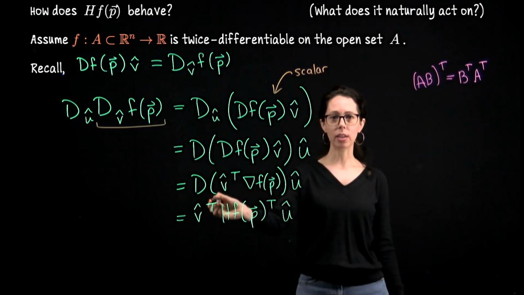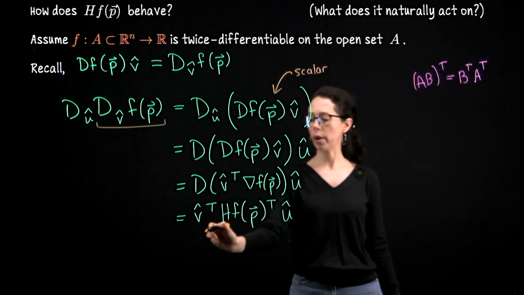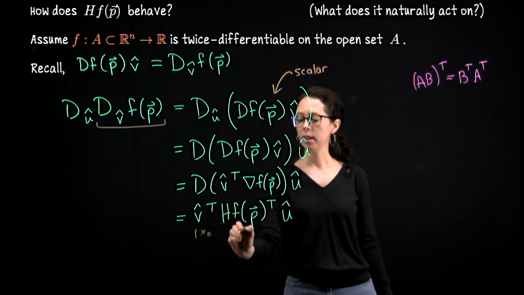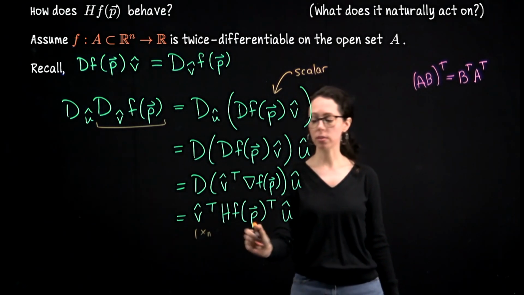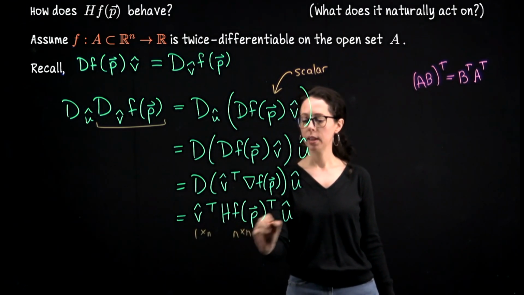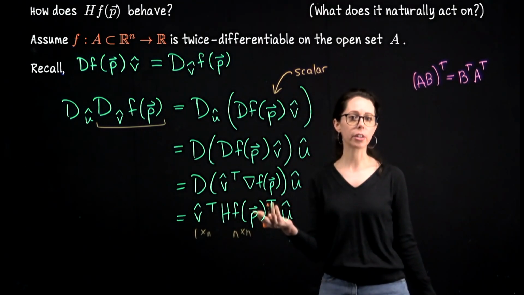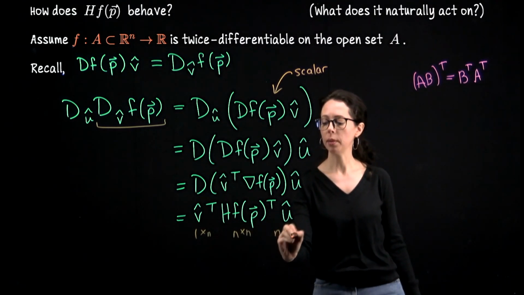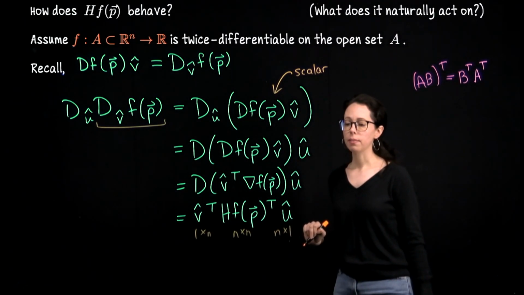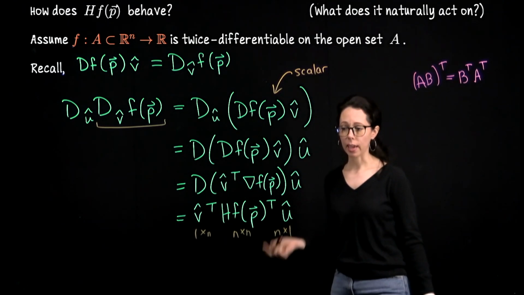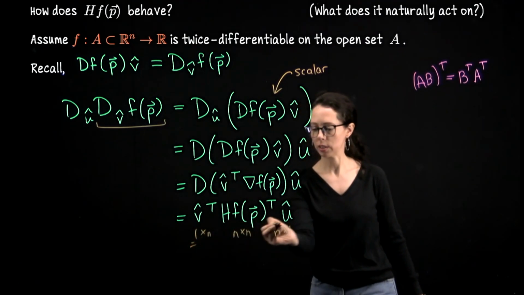V hat was a unit vector. When I transpose it, it turns into a row. So this is 1 by n. The Hessian is n by n, so its transpose is also n by n. And then u hat is another unit length vector in Rn, so that's n by 1. The result of this matrix product is a scalar. So it's 1 by 1.